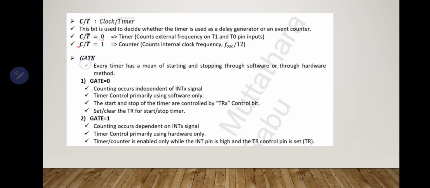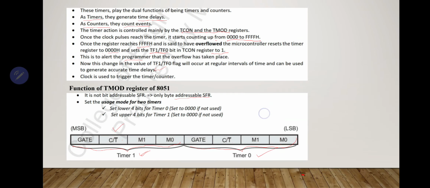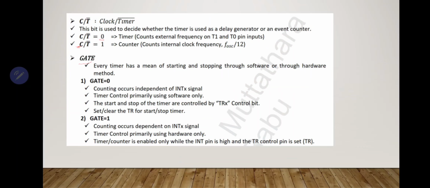Then the next bit is gate. So gate is responsible for turning on timer 0 and timer 1. This gate is responsible for setting timer 0, and this gate is responsible for setting timer 1. Every timer has a means of starting and stopping through a software or hardware method. We already discussed that the timer can work by the software or hardware method. When gate equals 0, the timer is used for software only. When gate equals 1, the timer is used for hardware only.